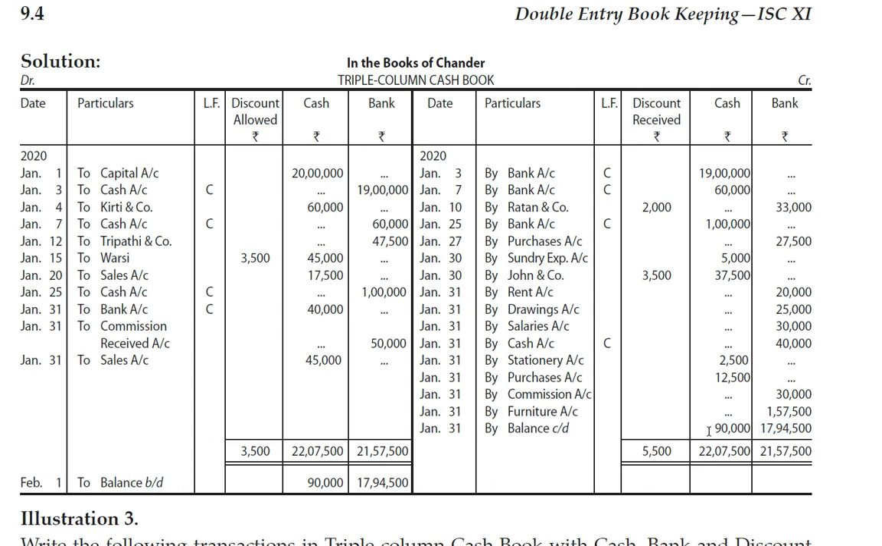So that cash balance 90,000 rupees I will write in the cash column, and the bank balance 17 lakhs 94,500 I will write in the bank column. Okay, so that's all the triple column cash book, and this cash book is important for class 9, 10, 11, 12, BCom and BBA or CPT, all these types of examinations.